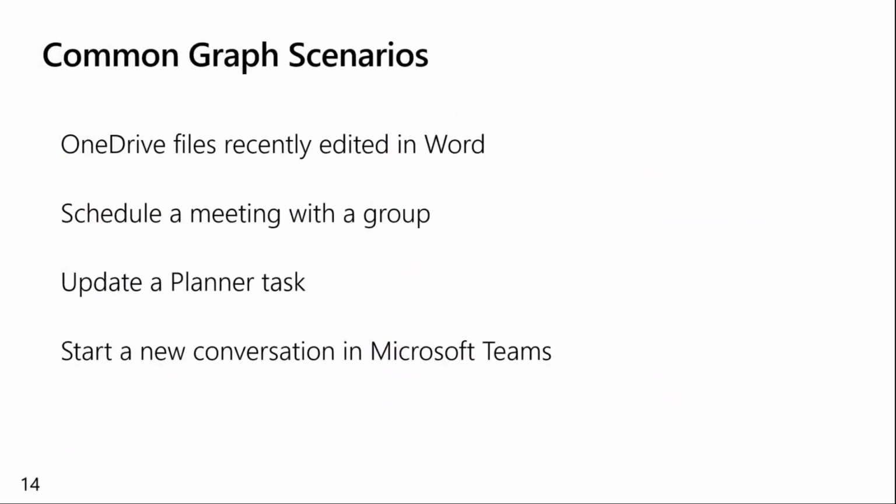Some of the common scenarios are: find the OneDrive files that a user edited in Word last week, schedule time for a meeting with a group on their Outlook calendar, update a Planner task for a user based on their group membership, start a new conversation thread for a group in Microsoft Teams. It is also possible to cover scenarios with real-time updates of the data, like reschedule a meeting based on a response or notify others when a file is modified.